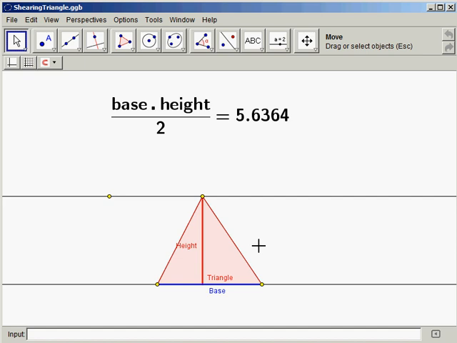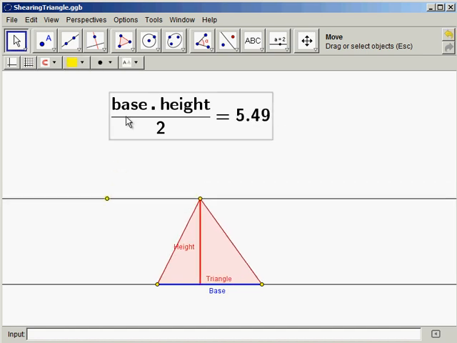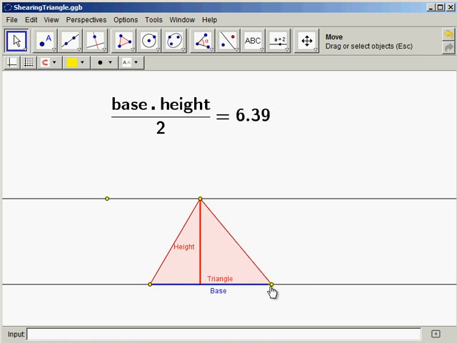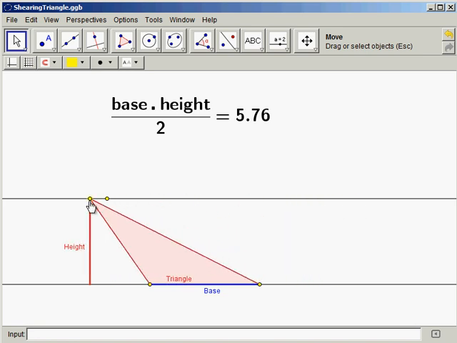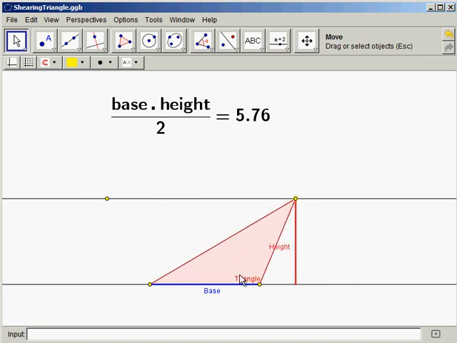Okay, before we go on to the next derivation for the area of a circle, I'd like to show you one of the properties of a triangle. If I change the height of a triangle, notice up here is the computation of the area, and the area changes. Okay, if I change the base, the area changes. But what if I move one of the vertices of a triangle parallel to the opposite side? Notice that the area does not change, and that's because the base doesn't change, the height doesn't change, so the computation of the area doesn't change.